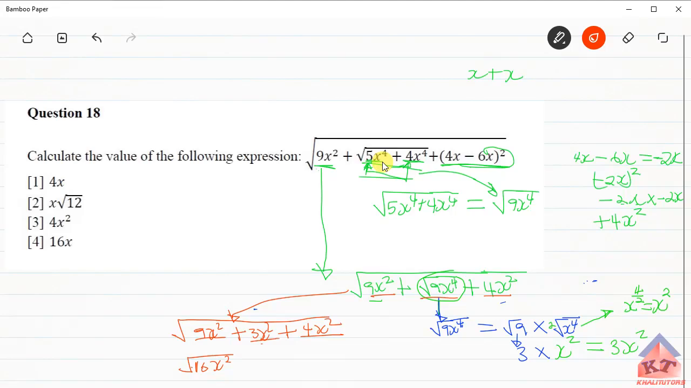But we can further simplify this. Let's use the surds multiplication law. This is like the square root of 16 multiplied by the square root of x squared. The square root of 16 is 4, and the square root of x squared is x. Then our final answer is this one here, 4x. If you look at your options, that means your final answer is number 1. Thank you for watching this video. Please watch the next video where we'll be discussing question number 17.